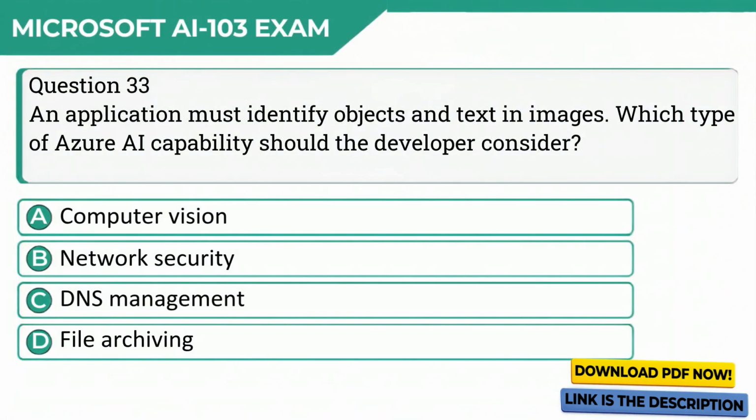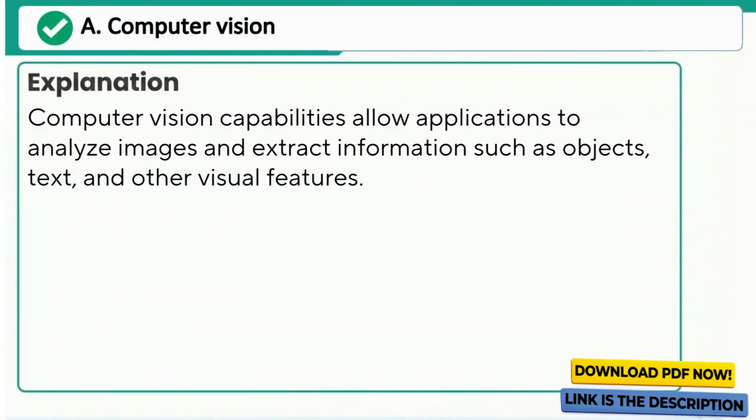Question 33. An application must identify objects and text in images. Which type of Azure AI capability should the developer consider? A. Computer vision. B. Network security. C. DNS management. D. File archiving. Correct answer: A. Computer vision. Explanation. Computer vision capabilities allow applications to analyze images and extract information such as objects, text, and other visual features.